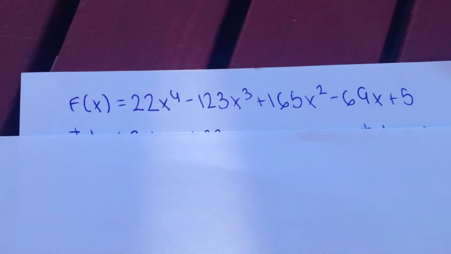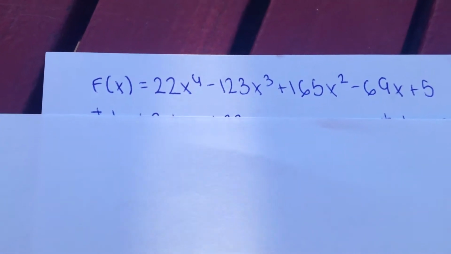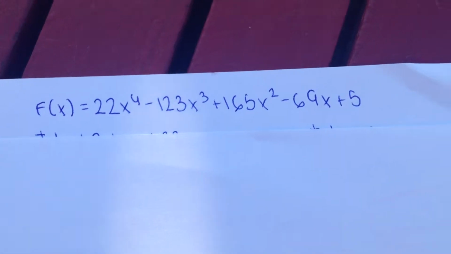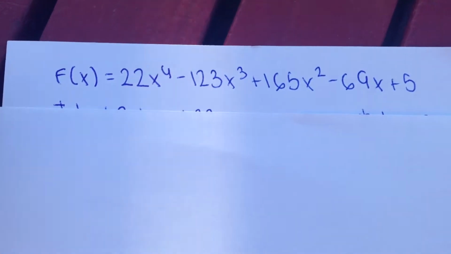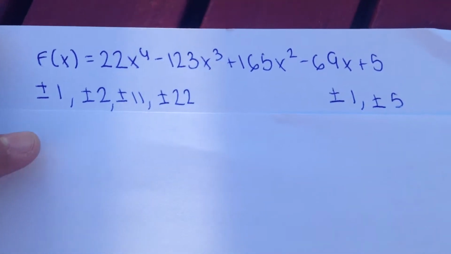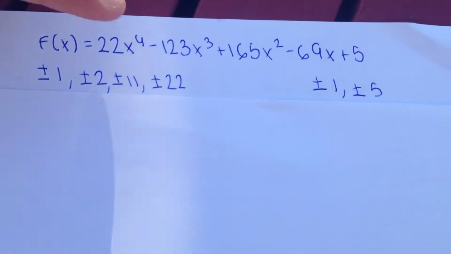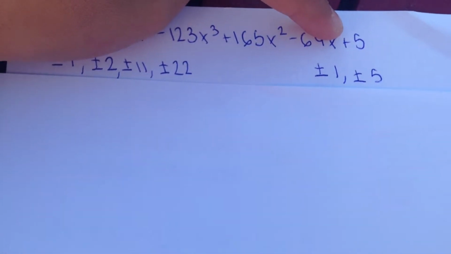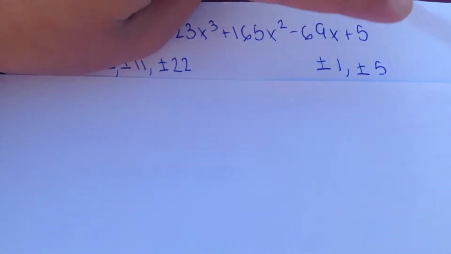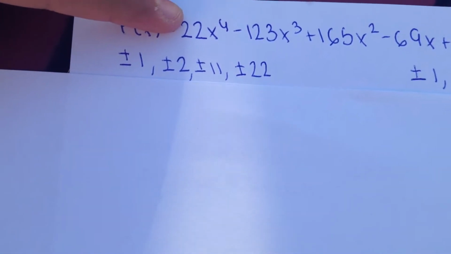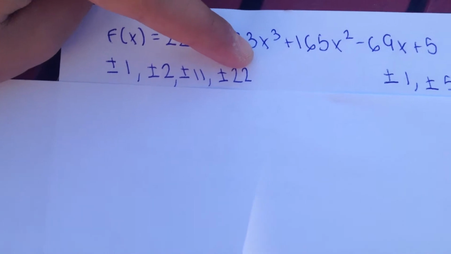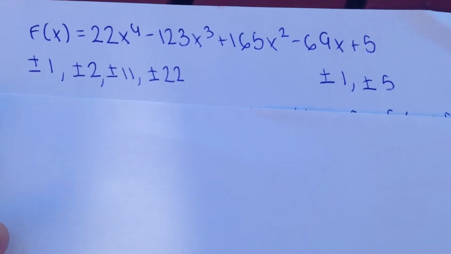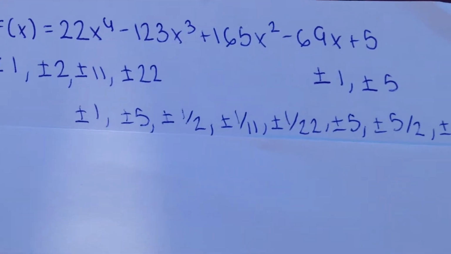My problem was f of x equals 22x to the fourth minus 123x cubed plus 165x squared minus 69x plus 5. So what we're going to do is first find our p's and our q's. First we get the first number and the last number, and we have to factor them out completely. So 5 factors into plus or minus 1 and plus or minus 5. 22 factors into plus or minus 1, plus or minus 2, plus or minus 11, and plus or minus 22. So these are all of our p's and our q's.